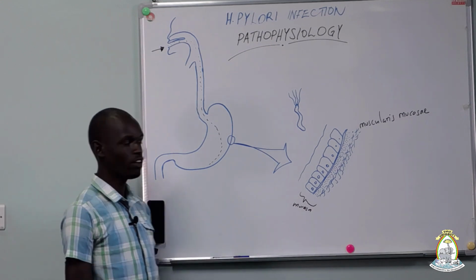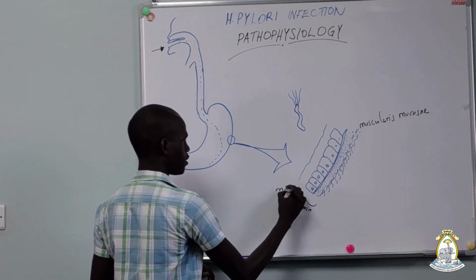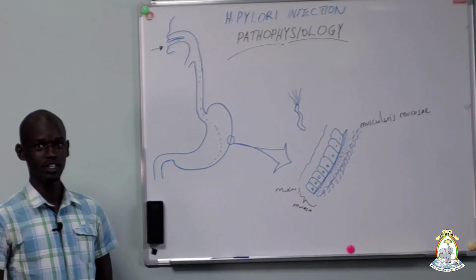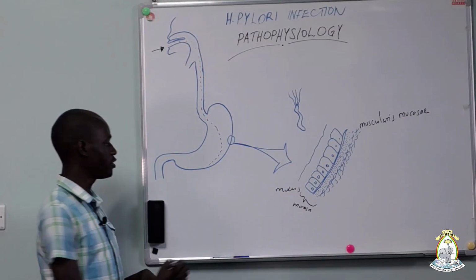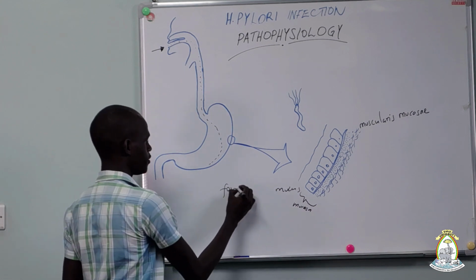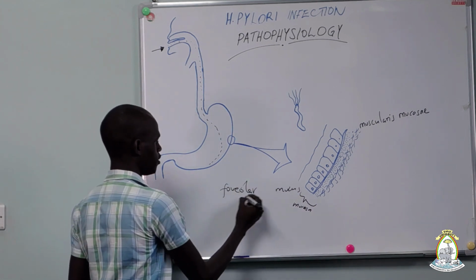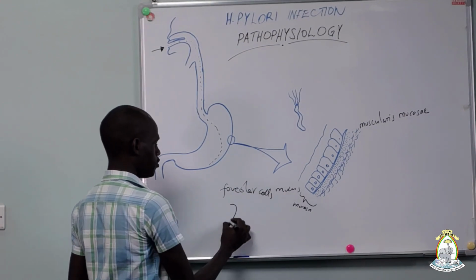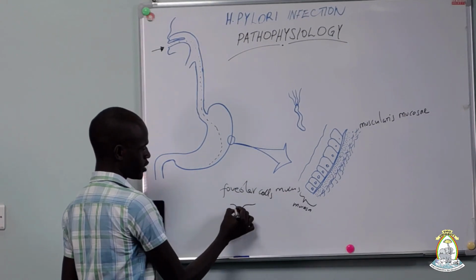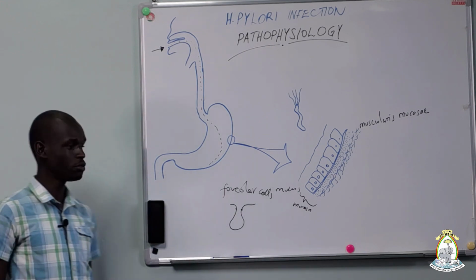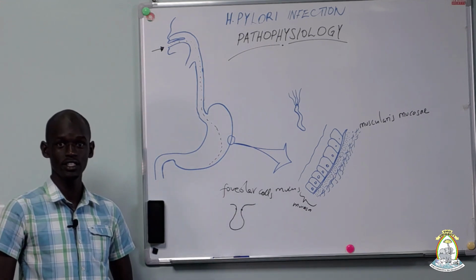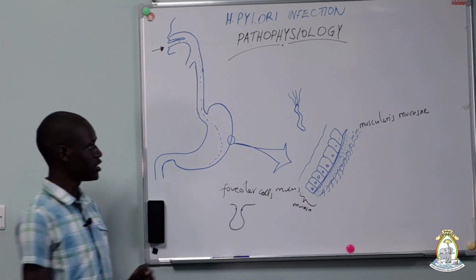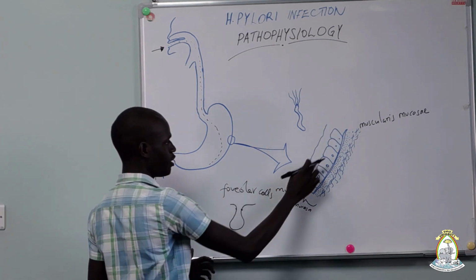Up here we have a layer of mucus. And in the stomach, mucus is secreted by a type of cell known as the foveolar cell. These are found in the necks of the gastric pit, as opposed to the cells that produce mucus in the intestines, that is the goblet cells. In the stomach, we have the foveolar cells. So this is a layer of mucus.